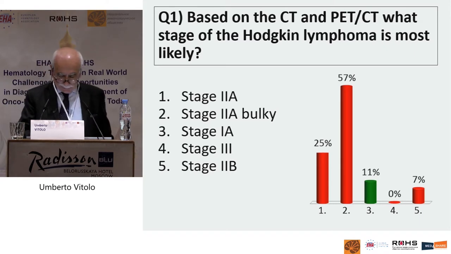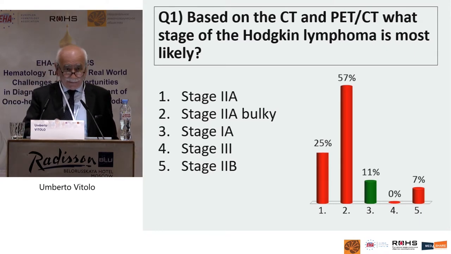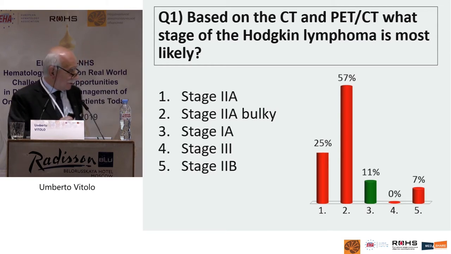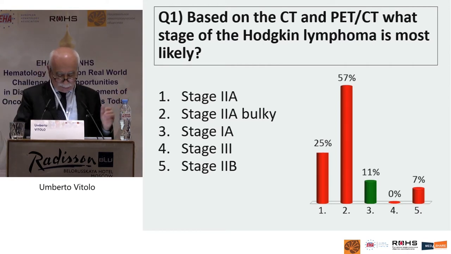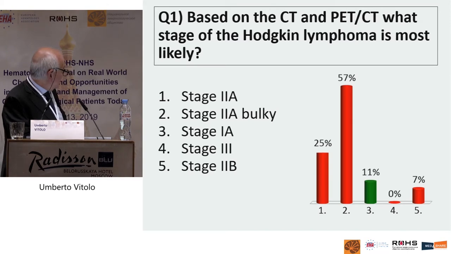Okay, no. The correct answer is the third one, because the patient has no bulky lesion. It's only a small mediastinal lesion, 4 centimeters, less than one third of the chest diameter. It's only one lesion, so the correct staging is 1A, honestly, because it's only one lesion, no bulky, so it's very favorable. And so it's not bulky.